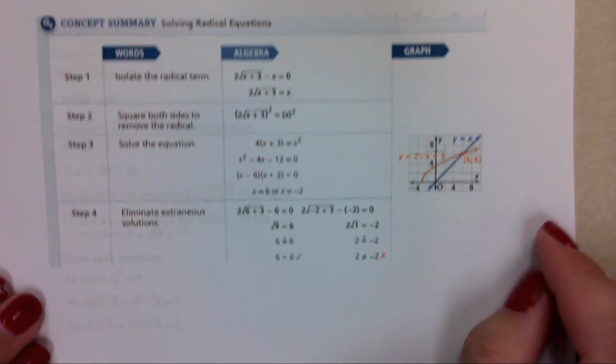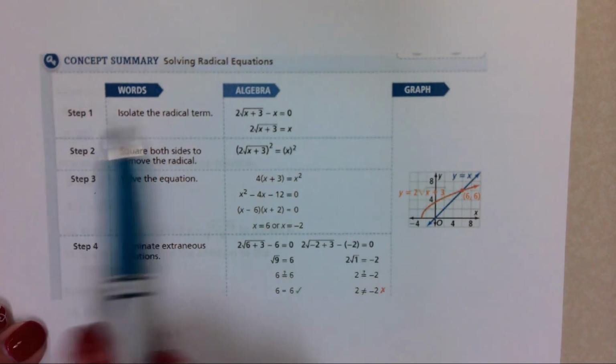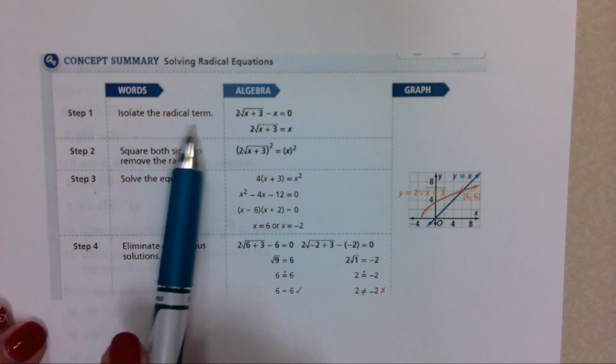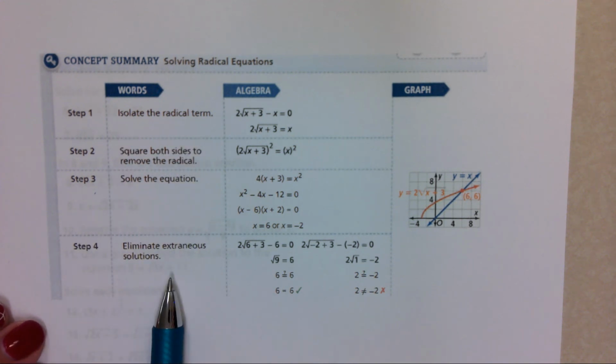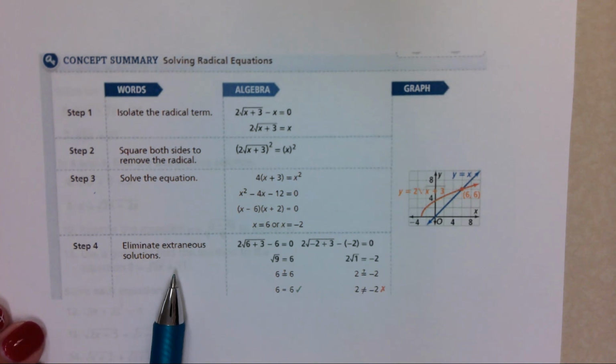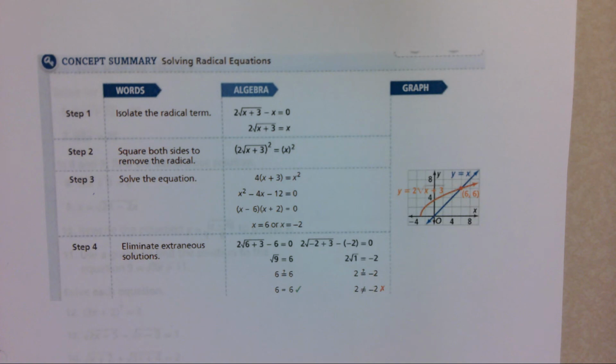Okay. All right, then down below you have a summary of both yesterday and today's notes as far as how to solve a radical equation. Always isolate, square both sides, solve, and check for extraneous.